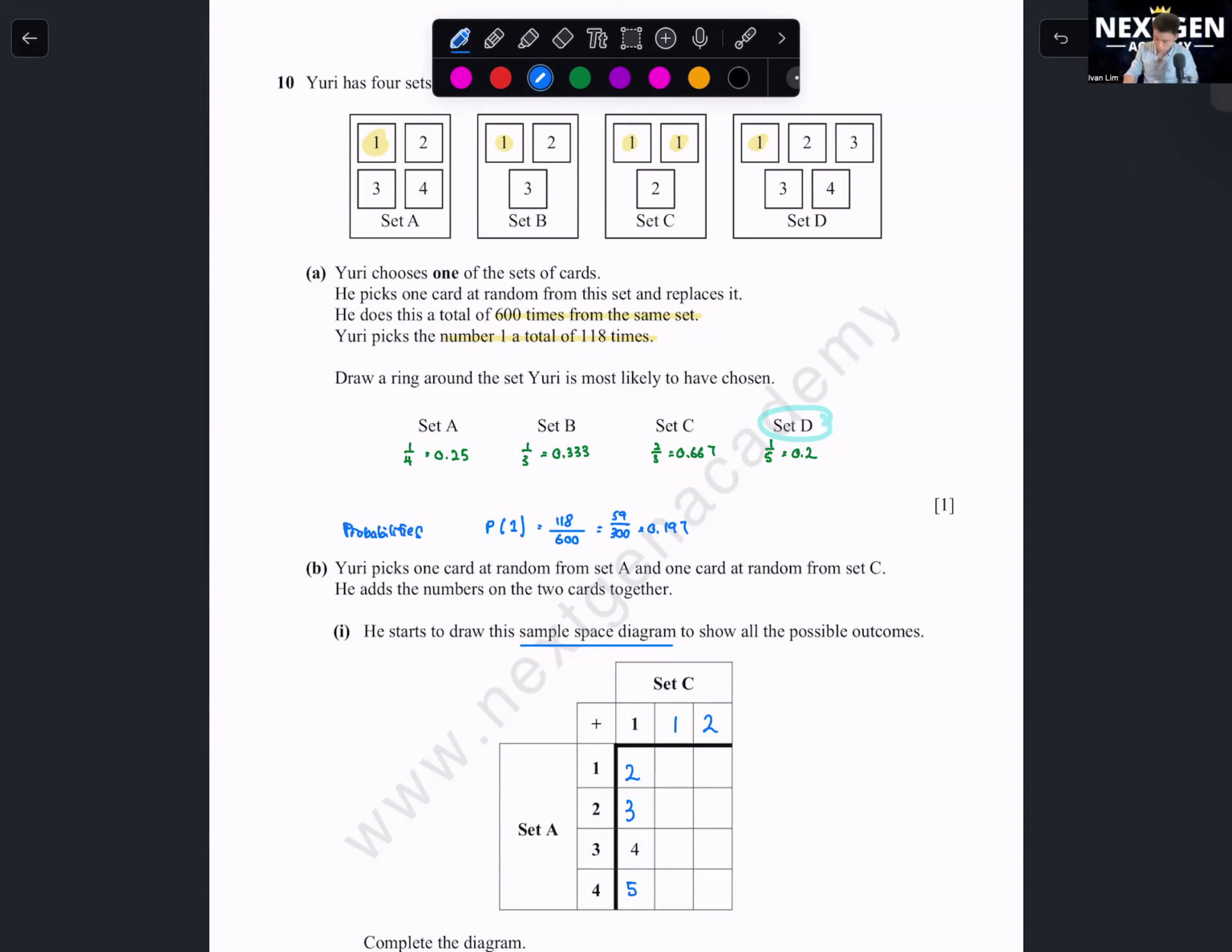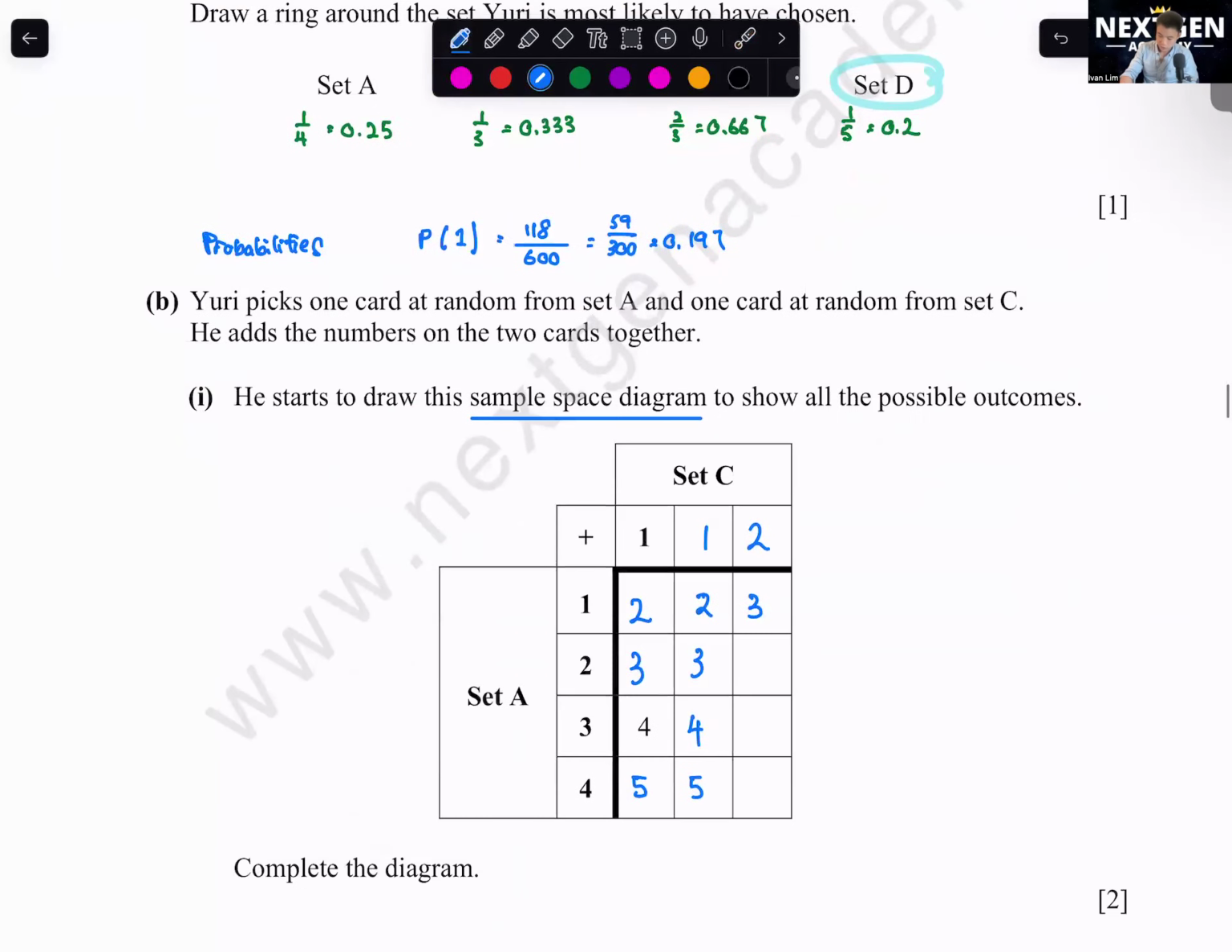Okay, so here we'll get the same thing. 2, 3, 4, 5. Then here 2 plus 1 is equal to 3. Then here 2 plus 2 equals 4. 2 plus 3 equals 5. Then 2 plus 4, the last one, is equal to 6.